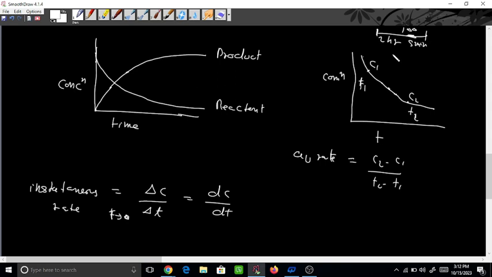A small time interval, instantaneous rate. Okay, understood? You got it? So we can proceed. If the time interval is very small, then you can get the instantaneous rate, basically, or instantaneous speed.